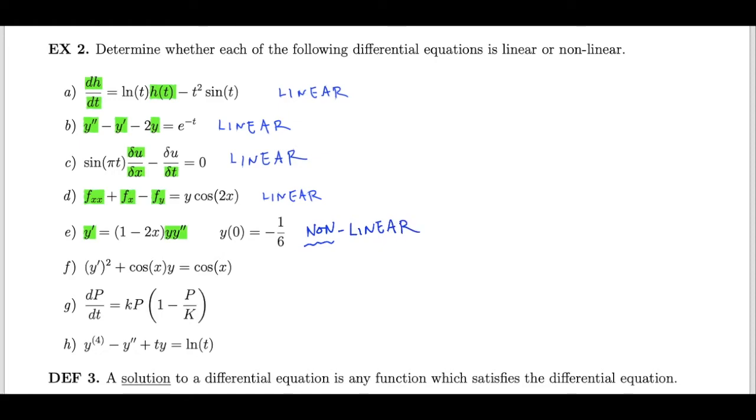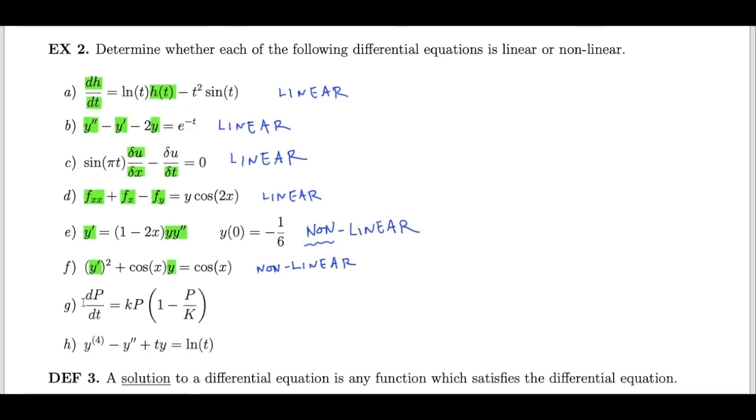Let's take a look at part F. Part F has a derivative term being squared. So that pretty clearly violates that restriction, so we can determine that this is also nonlinear. Let me highlight the other terms of interest in part F just for consistency.